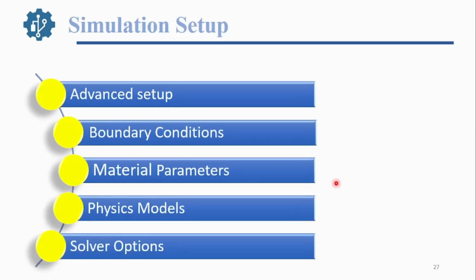After the meshing, you go to the simulation setup. Basically, the advanced setup: boundary conditions, material parameters, physical models, solver options. These are some important parameters you use to design and simulate the device. You just use these simulation setups.